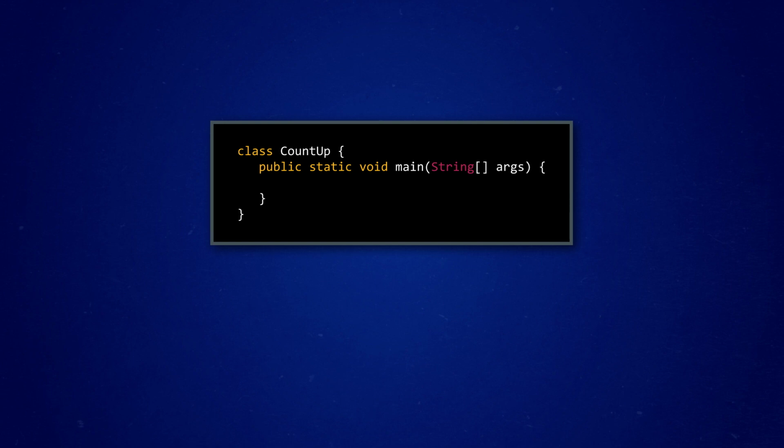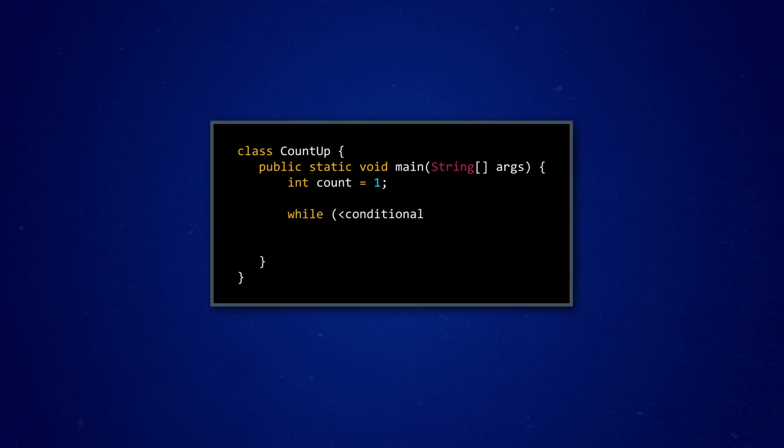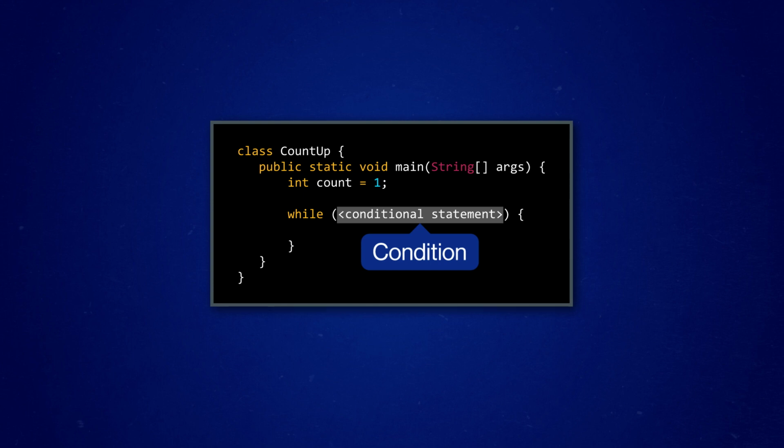To see how, and to get some practice with the basic mechanics of a while loop, let's look at a simple example that just counts up from 1 to 5. First, we'll define an integer variable called count with a starting value of 1. Next up comes the structure of our while loop. We start with the word while, followed by a conditional statement, or condition, inside of some parentheses. And then, just like an if statement, everything in the curly brackets that follow will only execute while the condition in the parentheses is true.